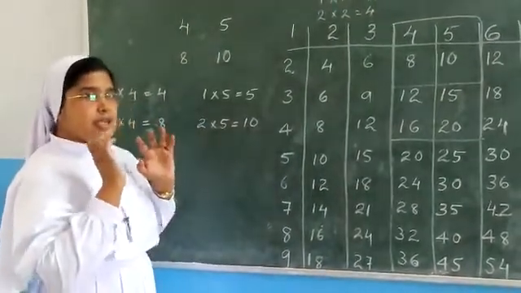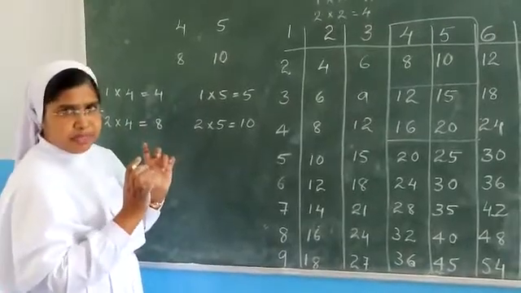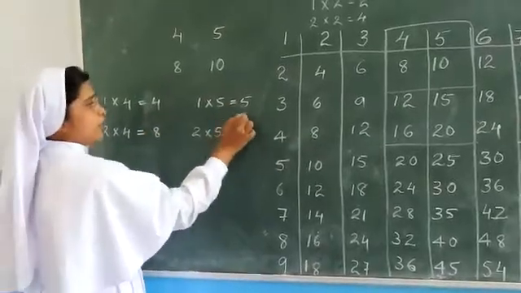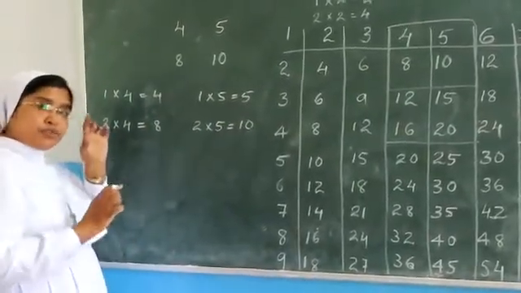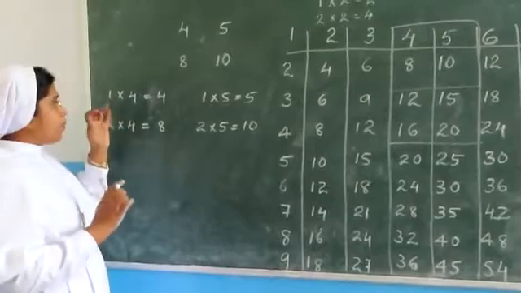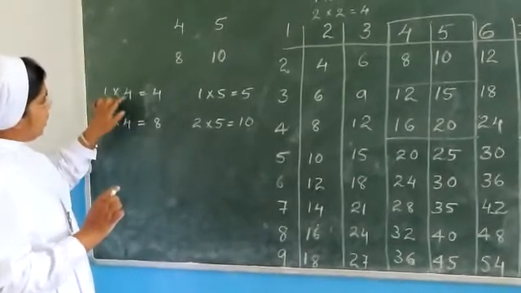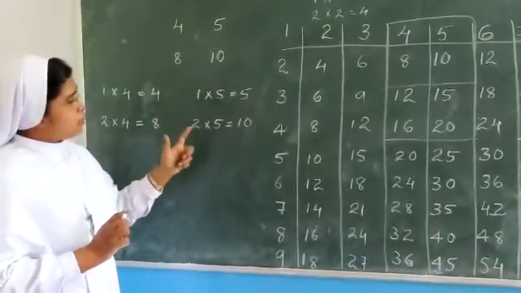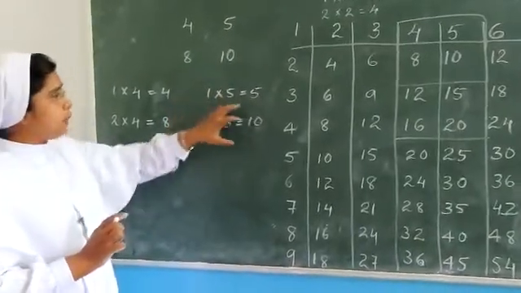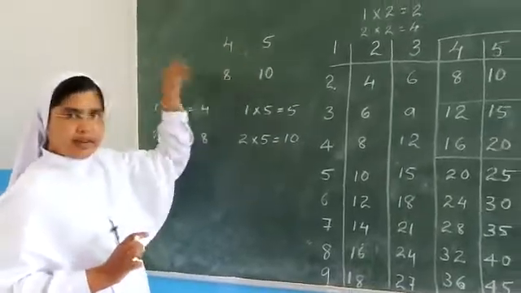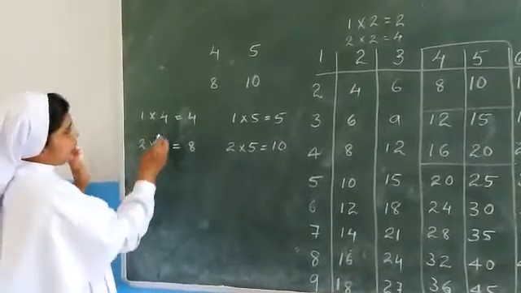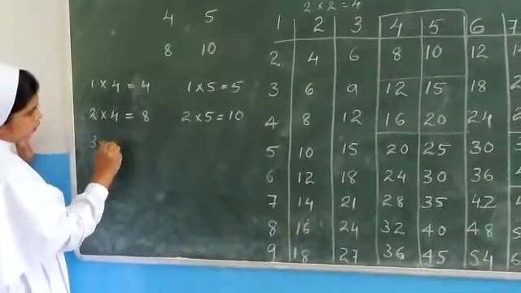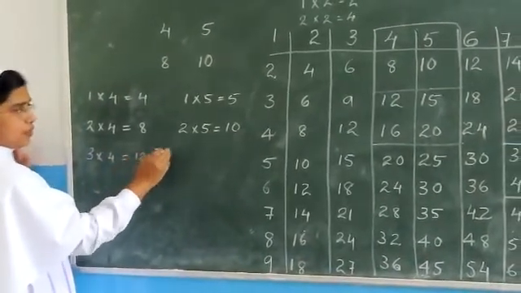You have to listen with concentration, otherwise you will make a mistake. So how do we get 4, 8, 5, 10? These are products of two numbers: 1 and 4, 2 and 4, 1 and 5, 2 and 5. So the product of two numbers gives us a different number. Now you see here, this 4 is the same. If you continue, 3 into 4 is equal to 12. It goes on like that.